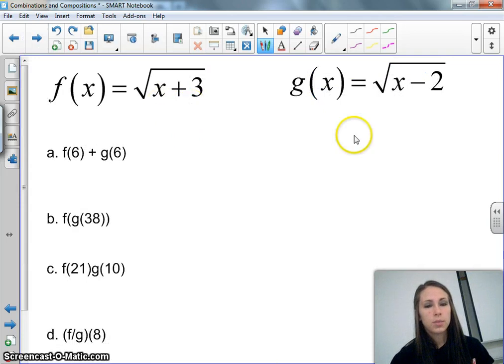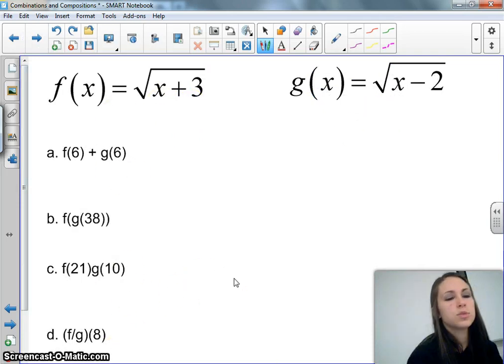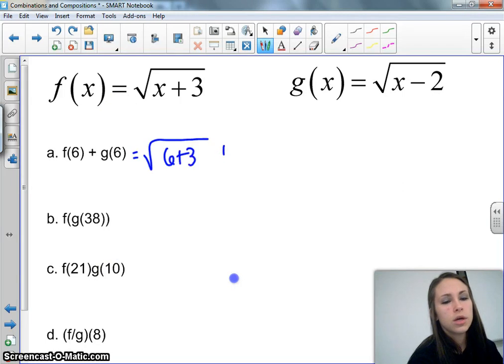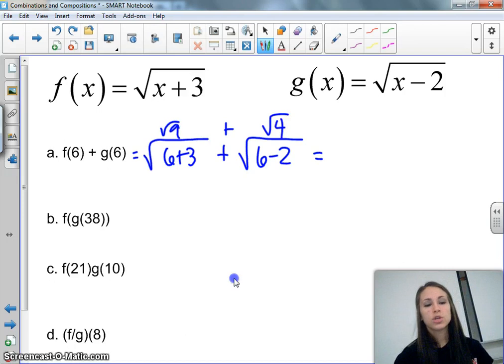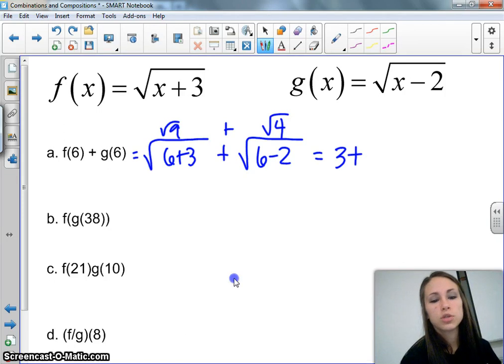Alright, let's look at a couple of different types of functions with these examples. So this is telling me to do f of 6 plus g of 6. So this is going to be the square root of 6 plus 3 plus the square root of 6 minus 2. And that's just going to be the square root of 9, plus the square root of 4. So square root of 9 is 3, plus square root of 4 is 2, so I get 5.